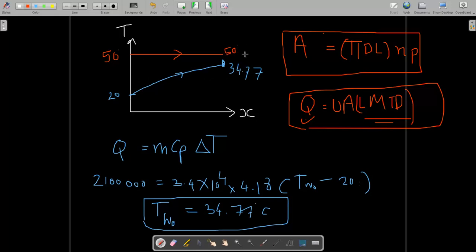But how to find U? This is the question. In the question it is given that we should use the effectiveness and NTU method, so this equation will not be helpful to us. So we have to find it using the effectiveness method. First of all, let me tell you what effectiveness is.